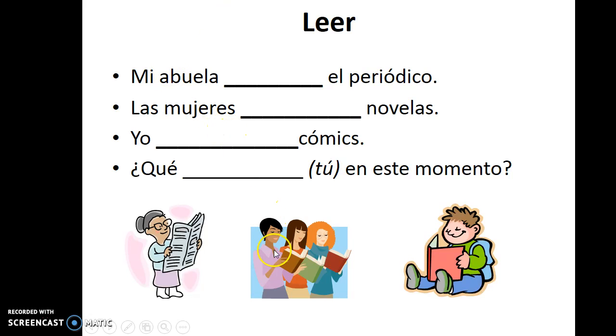Okay, next one we have yo, comics. I read comics, yo leo. Now we have our question and tú form. ¿Qué tú en este momento? What are you reading right now? ¿Qué lees? ¿Qué lees tú en este momento?